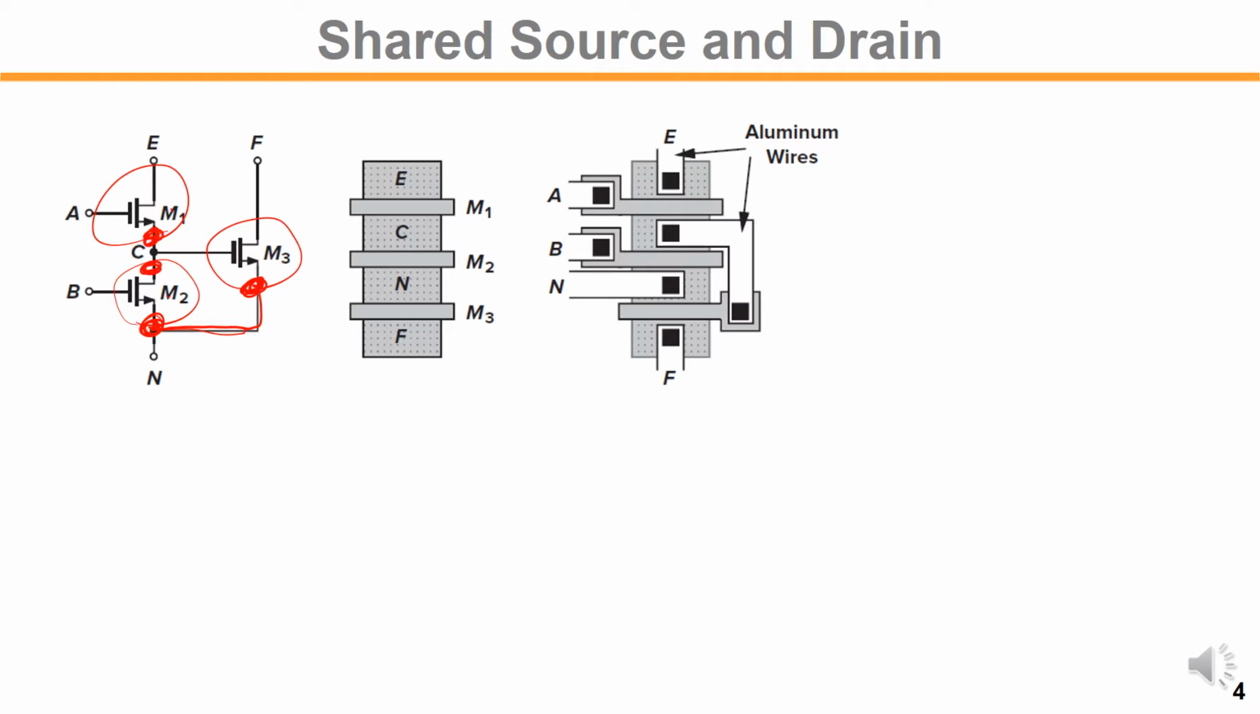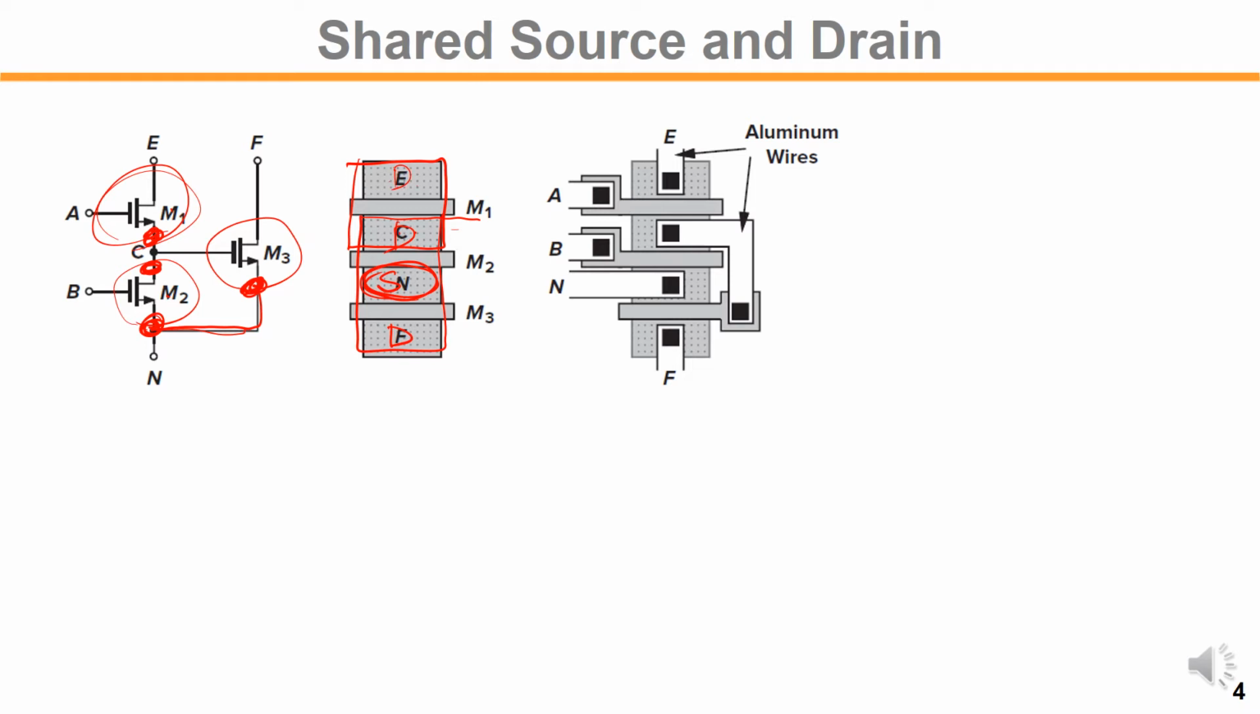So we draw that first, the M2 and M3 adjacent. So here M2, the shared diffusion. This is the source and drain of M3. This is F. This is the drain of M2, right? So this drain is again shared by the M1 transistor. So this E is the drain of the M1, right?